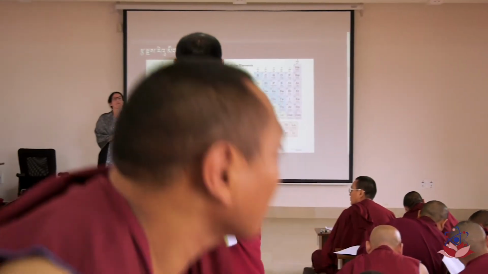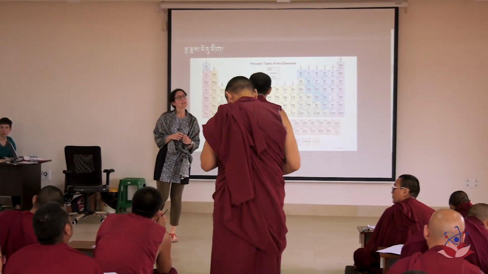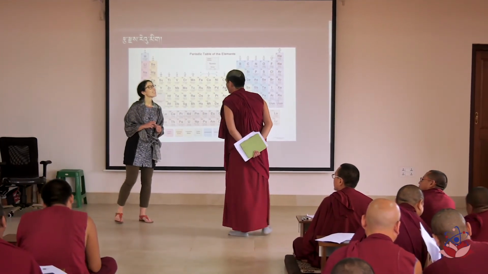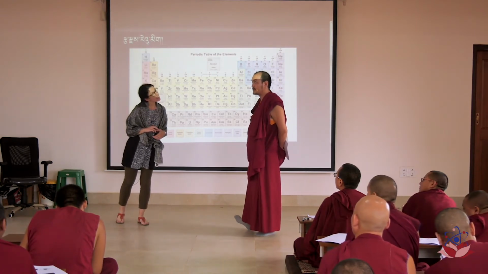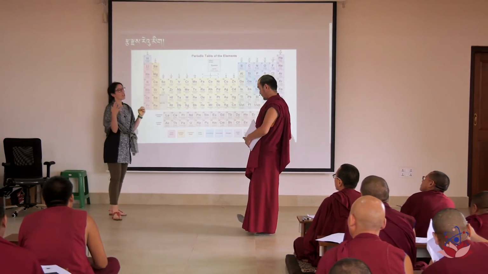So if you remove one electron, the atom is no longer balanced. So is it because of the number of electrons and number of protons? Right, so it's no longer neutral.